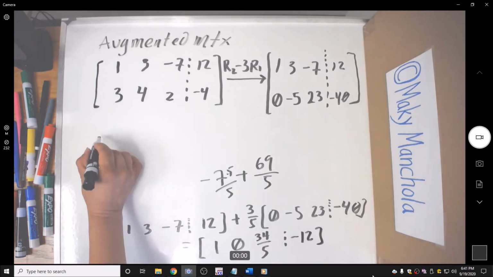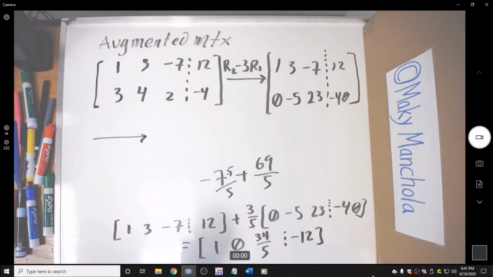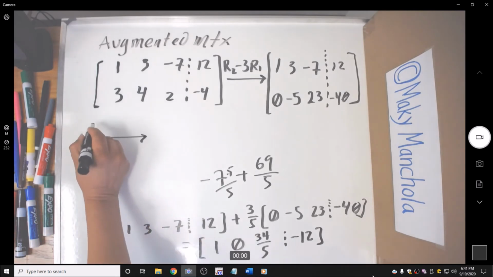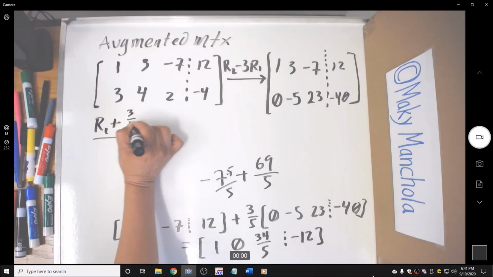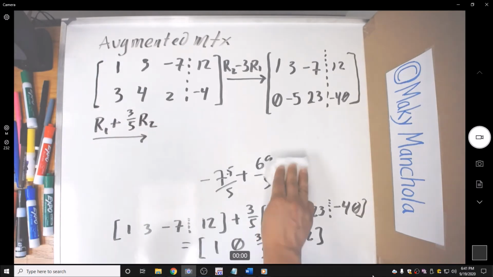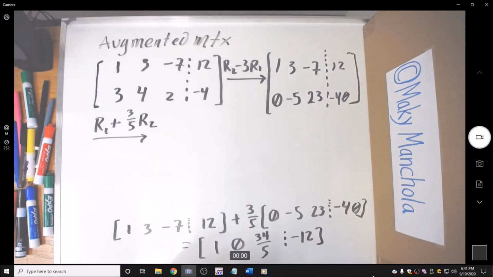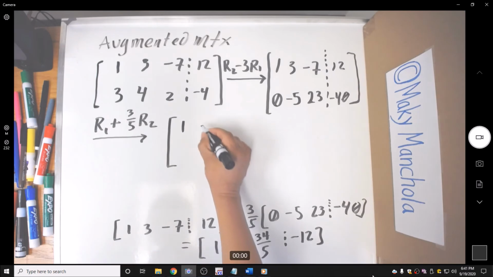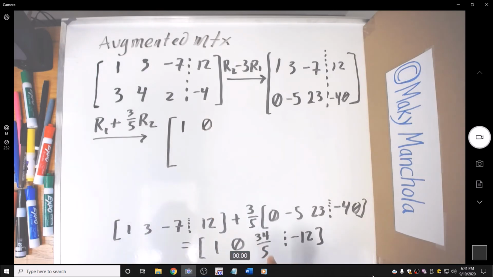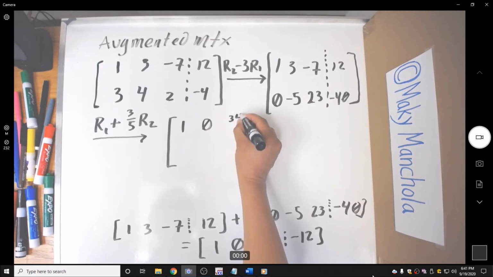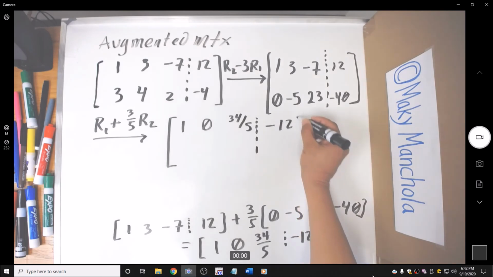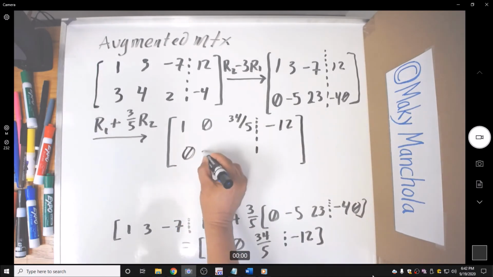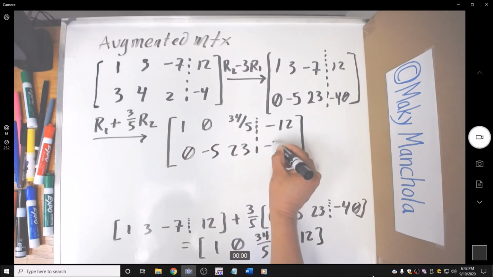Okay, so here's what we did. We took row 1 plus 3/5 row 2, and that gives us 1, 0, 34/5, negative 12, and then our second row is that.